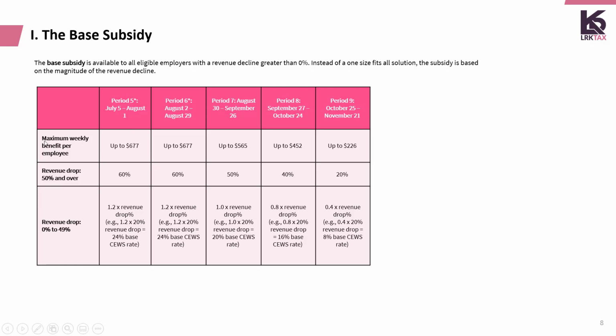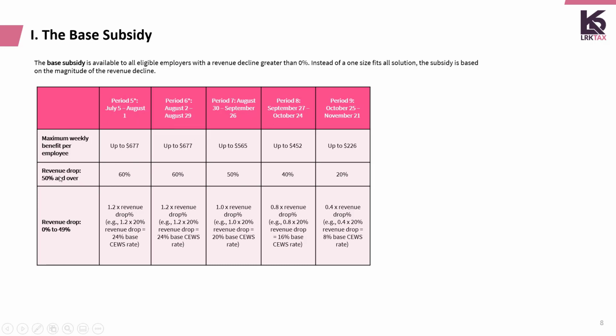The next row is pretty self-explanatory. It is the maximum weekly benefit per employee. In period 5, the maximum weekly benefit that you can get using the base subsidy is $677. You notice as you get further along into the CEWS program, the amount of the weekly maximum benefit per employee decreases all the way down to $226. Moving down to the row below, you calculate your revenue decline as usual. And if you realize that your revenue decline is more than 50%, you'll take these percentages and apply them to the wages that you paid in these periods.